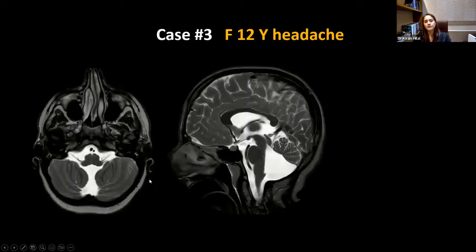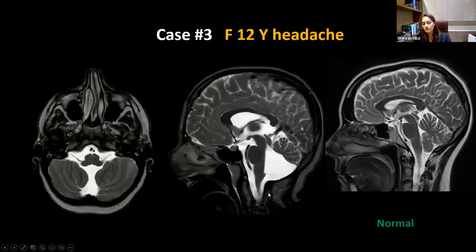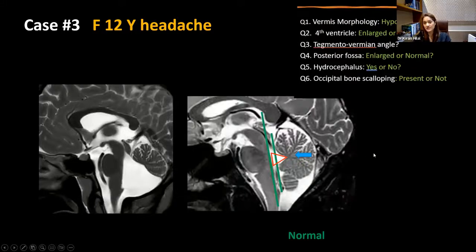Coming to question number 3, a female with a headache. Again, a neurological patient. What do you think? What's going on? Is it normal or abnormal? Remember, to call it abnormal, you need to have a reference image. If you compare it with the reference image, it is absolutely abnormal. Let's explore this case with a 6 question-based approach. Again, I know you will get tired of this approach, but at the end, you will remember this.